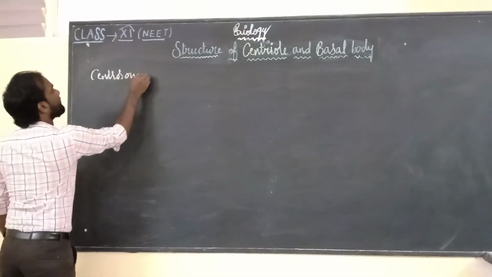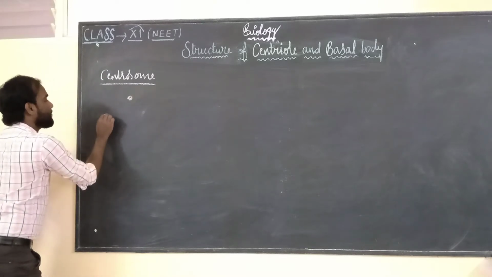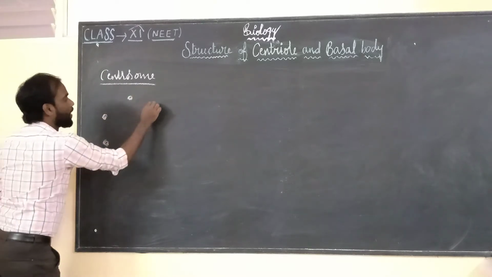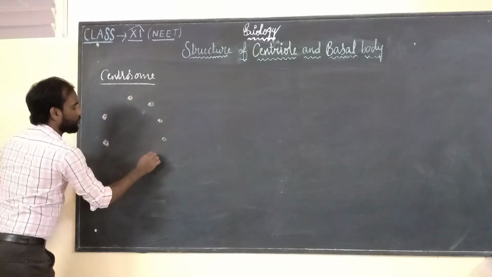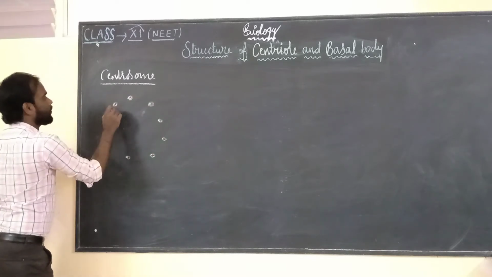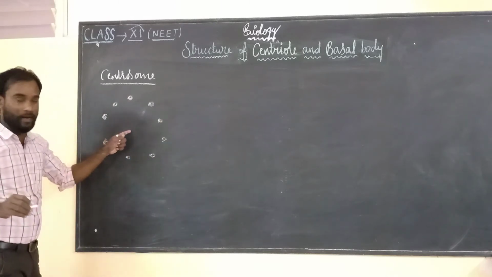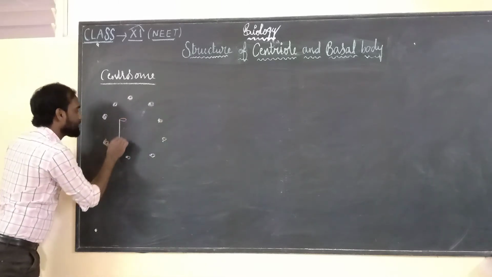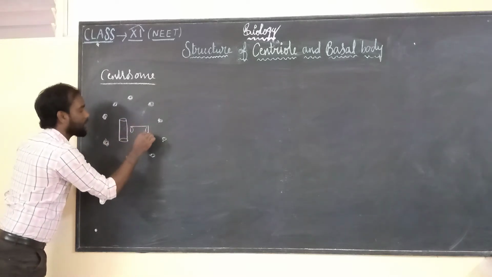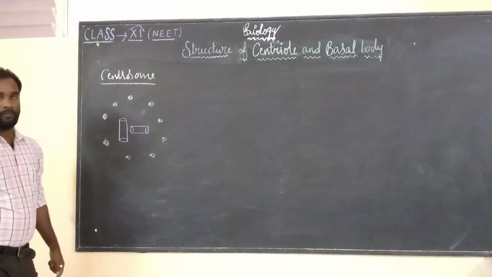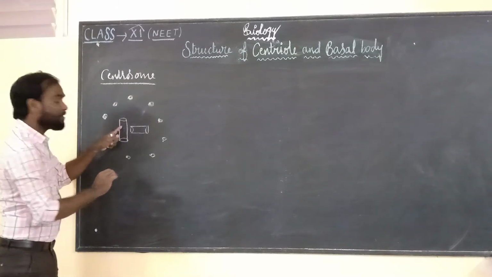Centrosome has pericentriolar particles, 1, 2, 3, 4, 5, 6, 7, 8, 9 pericentriolar particles. Inside that, 2 centrioles are present perpendicularly. Now, this is called centriole.